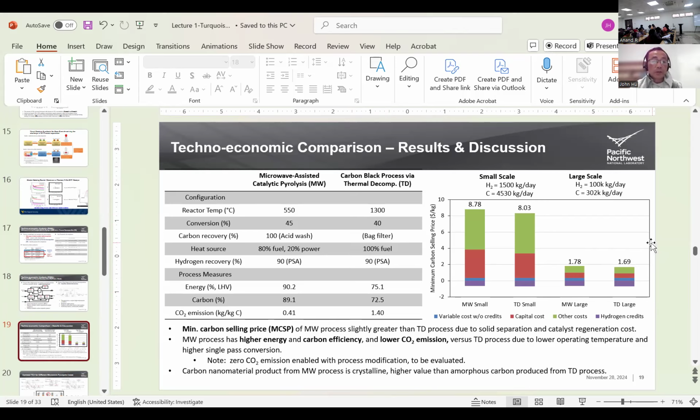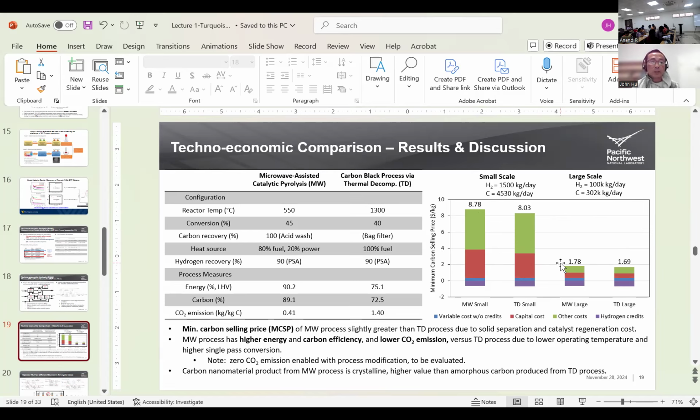So anyway, this is the economic outcome of the TEA analysis. Does anybody have any questions? If you have any question, I can go through the detail. Otherwise, it's going to take me another hour to interpret this economic data, but I want to show you the conclusion. Do you have any questions on the techno-economic analysis?